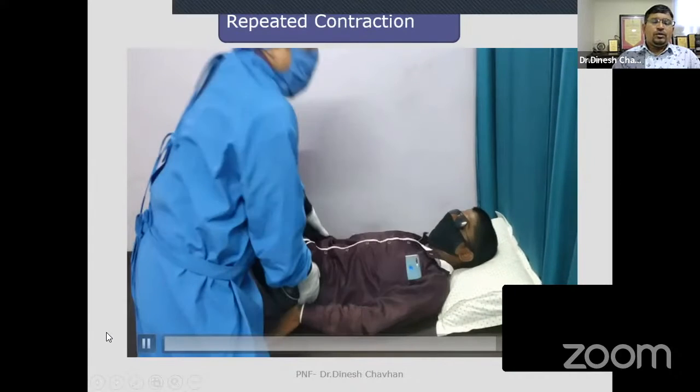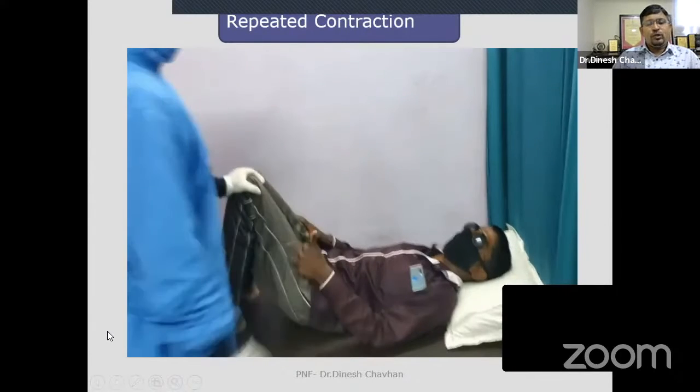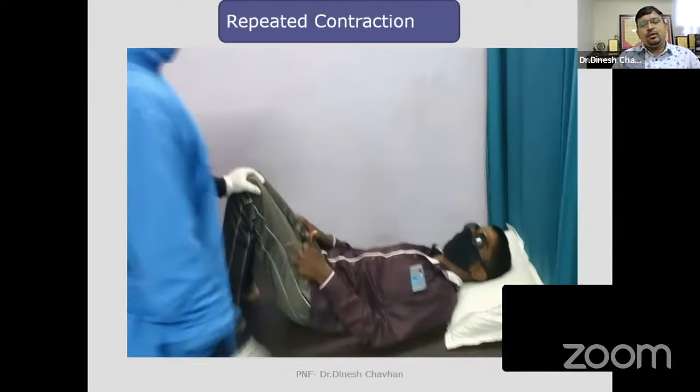So here I give a quick stretch and ask the patient to lift up, so contraction of the agonist muscle. I give a quick stretch and ask the patient to push down on me, so contraction of the opposite group of muscle again. That means in repeated contraction, a stretch is given and the muscle will activate. This is very good for breathing and to activate the hip extensor muscle.